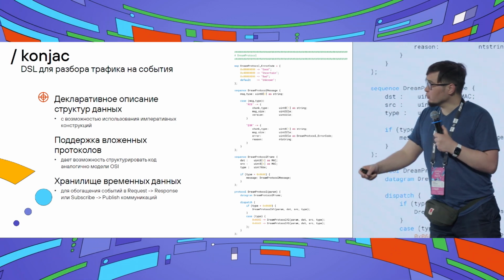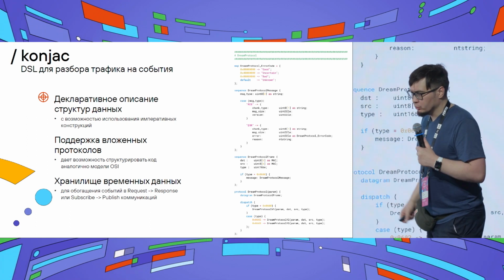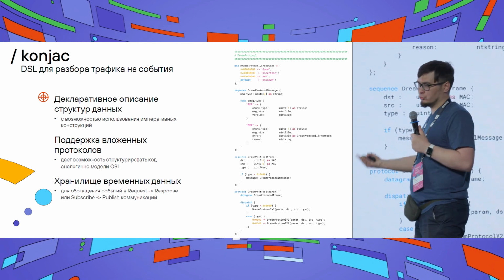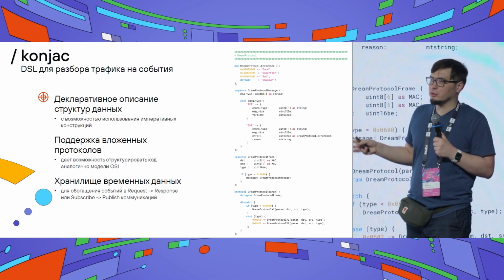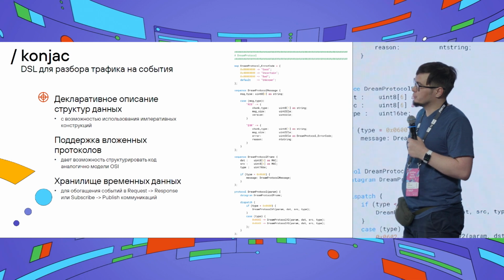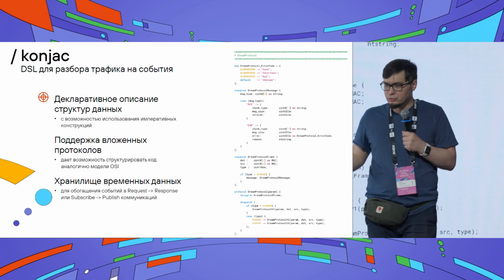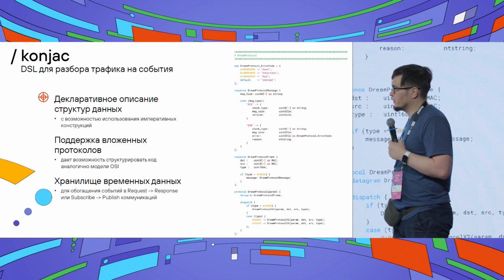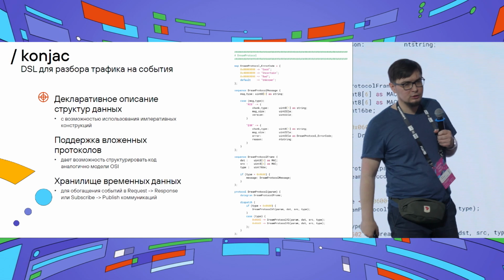Okay, let's start with the first language, and it's called Cognac. The main objective of it is to detect events in the traffic. And the features are, first, the declarative description of data structures. But at the same time, there is a possibility of imperative processing of data. And because we're analyzing network protocols, and you know that network protocols are nested into each other like an onion, there are tools to analyze nested protocols. And finally, temporary data storage.